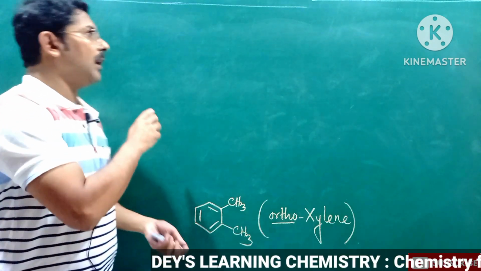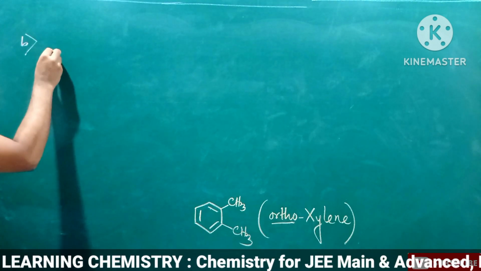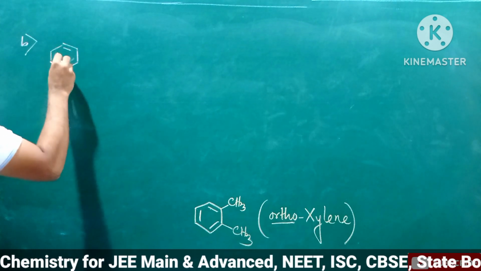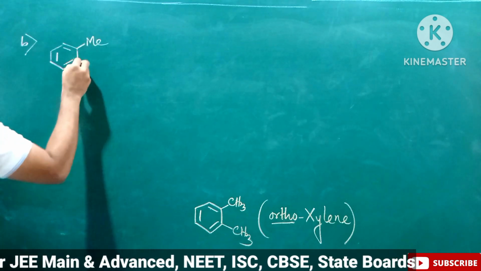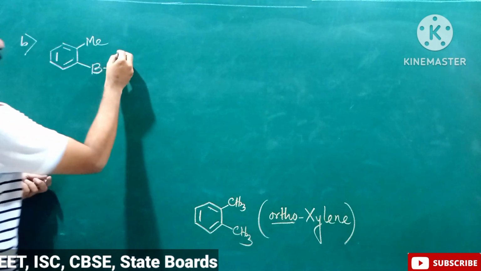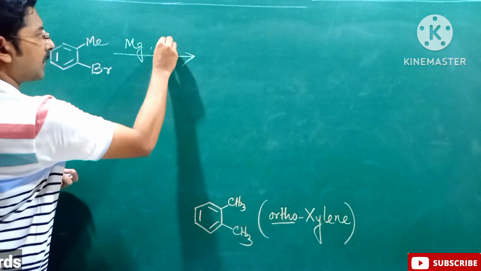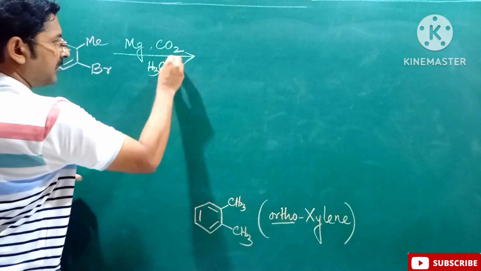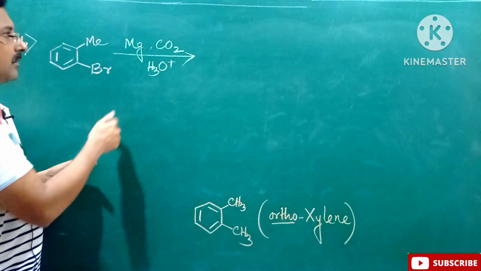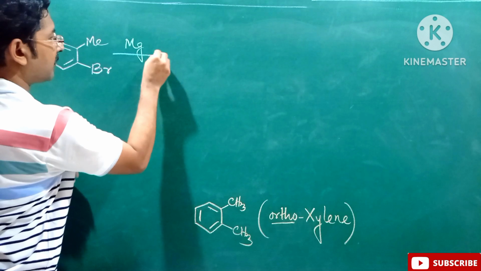Now let's explain the reaction sequence given in option B, right? The starting material given in option B is this one. This one is methyl, and this one is bromine, right? Now this molecule is treated with firstly magnesium, then carbon dioxide, and then H3O+, right? Now actually two steps are involved there, so we can write it one by one. So let's explain the first step.